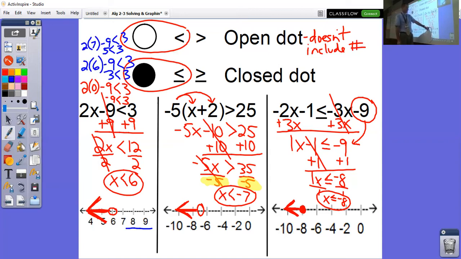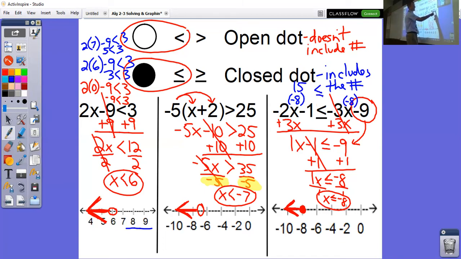Now, where it does include it is with the or equal to, all right? The closed dot includes the number. If we go to check a negative 8 in this one, we sub in a negative 8, not the nicest problem to check, but negative 2 times negative 8 is a positive 16, minus 1 is 15. We have our less than or equal to symbol. Negative 3 times negative 8 is 24. 24 minus 9 is 15. So we have the inequality statement, 15 is less than or equal to 15. It is or equal to, that's why that negative 8 is included in our answer. So negative 8 and all the numbers that are less than negative 8 would check. Those are all solutions to the question.